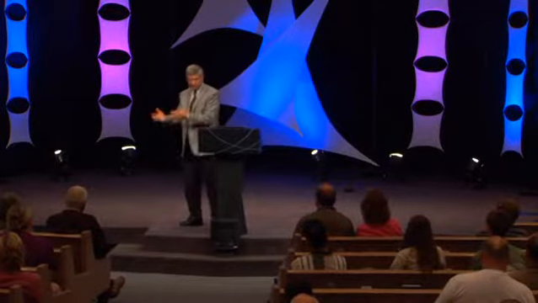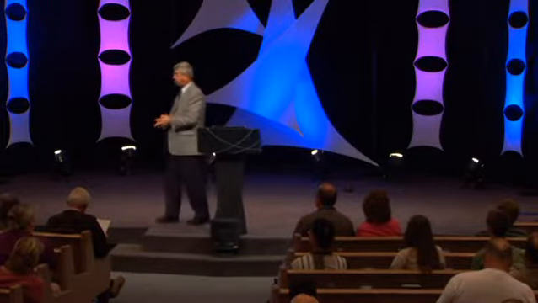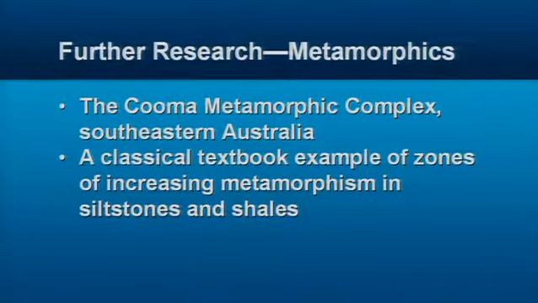Well, the researchers branched out into studying metamorphic rocks because this verification came from metamorphic rocks. And so in southeastern Australia, I've mentioned to you before, we have this metamorphic complex. It's actually near our highest mountains in Australia. Yes, we do get mountains in Australia, just over 7,000 feet. If you've ever seen the movie The Man from Snowy River, this is the area. And it's a classic textbook example of zones of increasing metamorphism of shales and siltstones. All the textbooks illustrate this example.